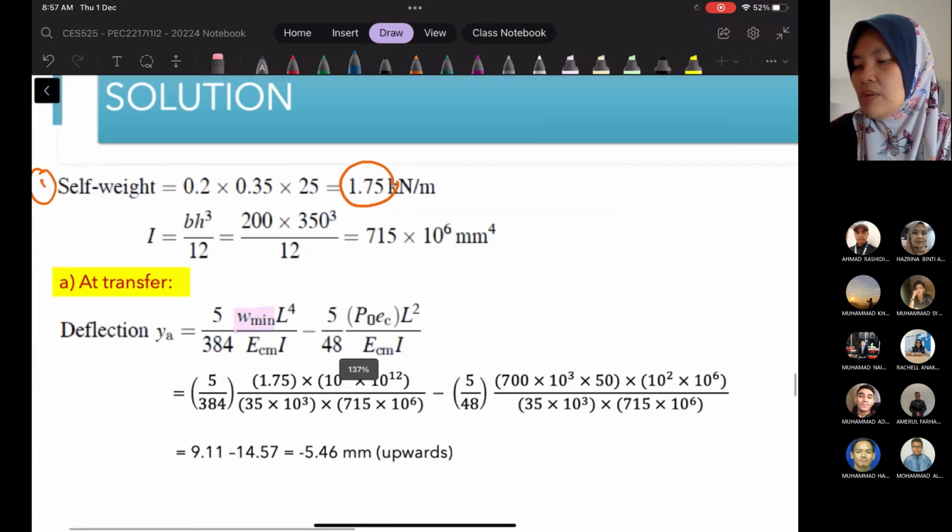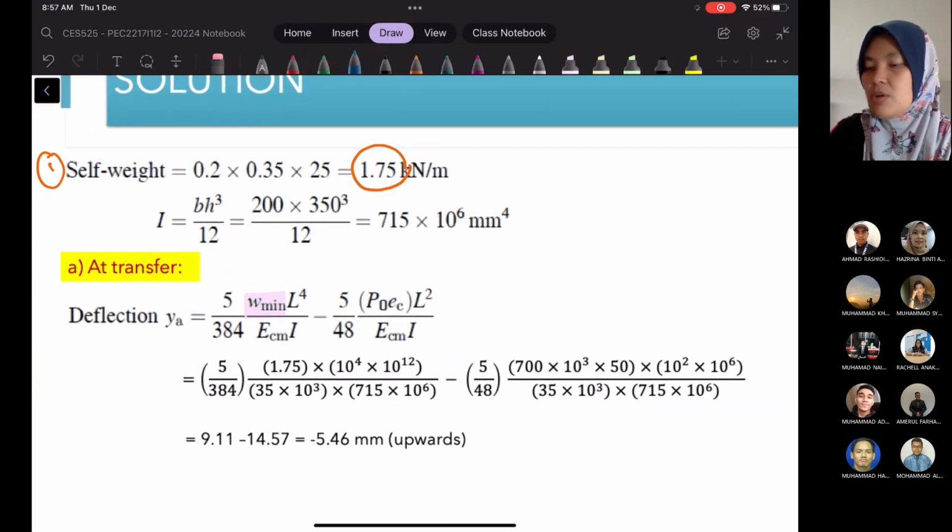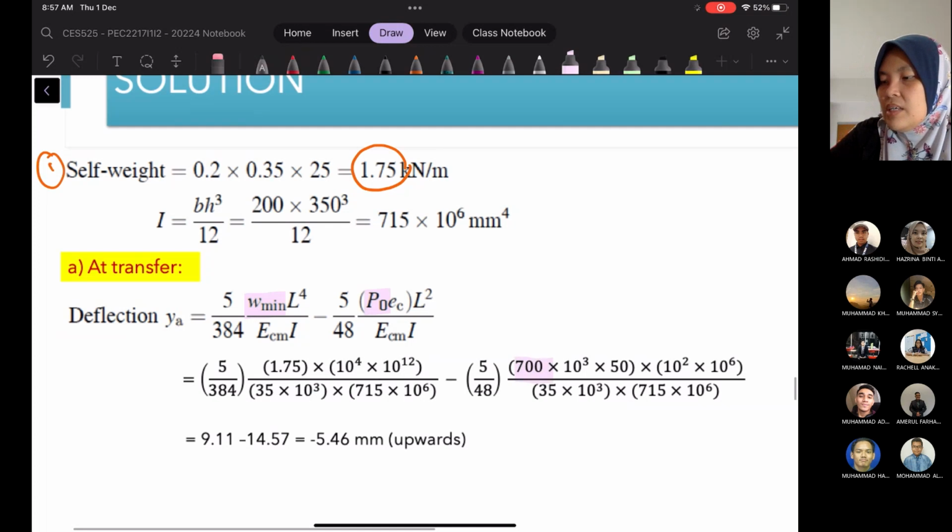So substitute the values here. ECM, the modulus of elasticity, is also given in the question. Then we also substitute P0. P0 is 700, which we have already decided previously from the Magnel diagram. Then we also have ec, the eccentricity at midspan. The one at the ends is zero. So substitute all the other values, the ECM value and also I. So what we are going to get here is negative 5.46.